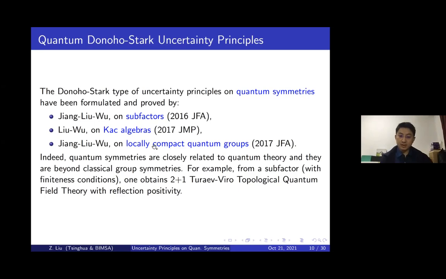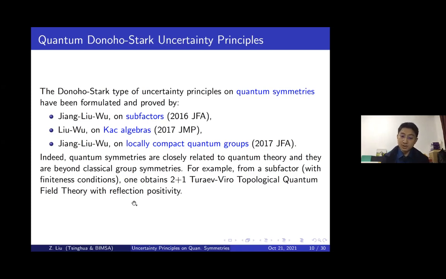And indeed, those quantum symmetries are closely related to quantum theory. When we say they are quantum symmetries, they are beyond classical group symmetries. And for example, from a subfactor, one can construct a 2+1 dimensional topological quantum field theory with a certain condition that's crucial. That's a reflection positivity condition. And that's one of Arthur's favorite properties. And subfactor ensures this condition on this topological quantum field theory.